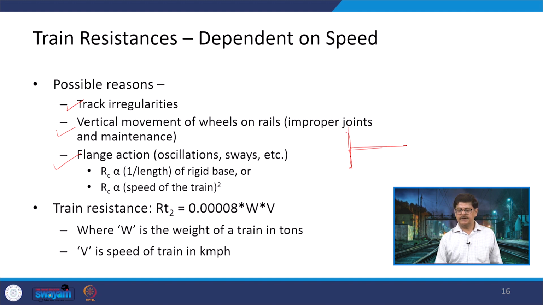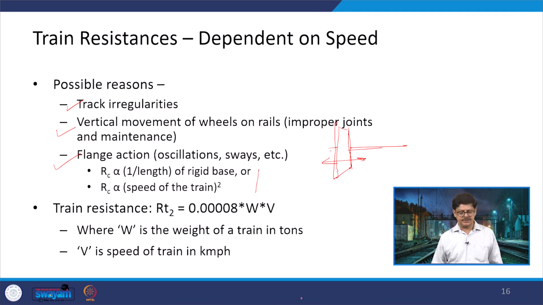And flange action, when we say it, is that the flange is moving in one direction. So, the flange keeps moving here in this form on the track. Because of that reason also there will be the effect, and it has been observed that the resistances are proportional to 1 by length, that is, inversely proportional to the wheel base, or proportional to the speed of the train and the square of that.